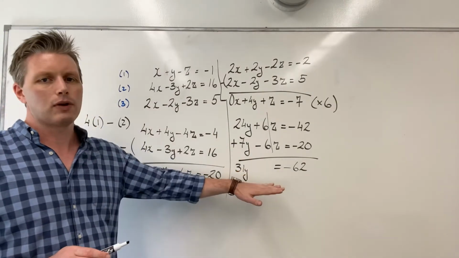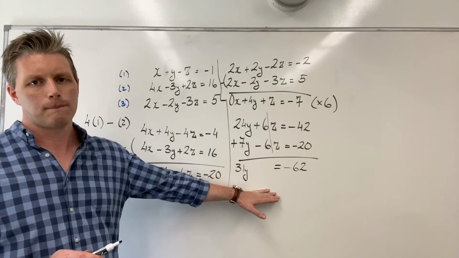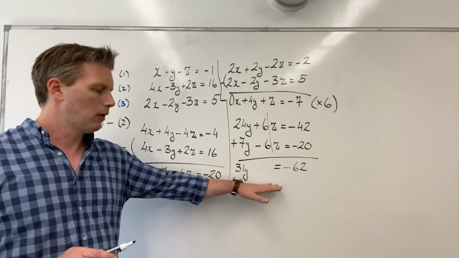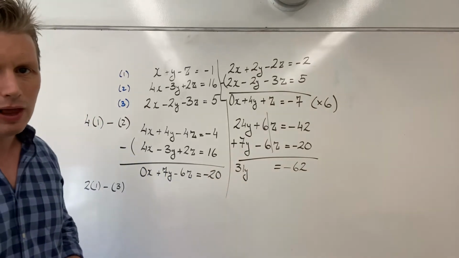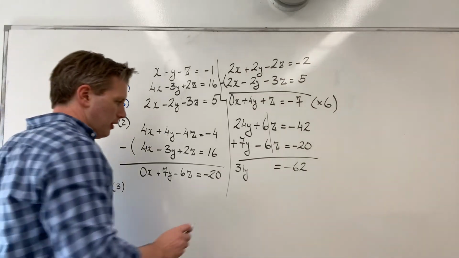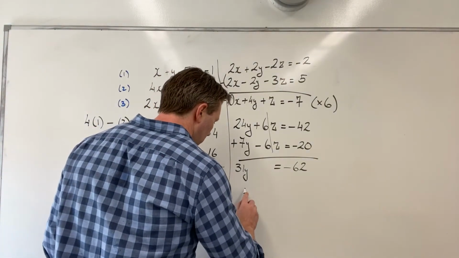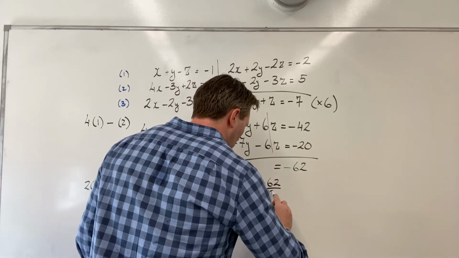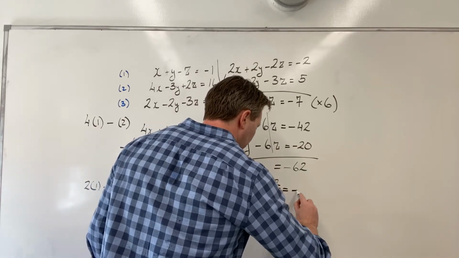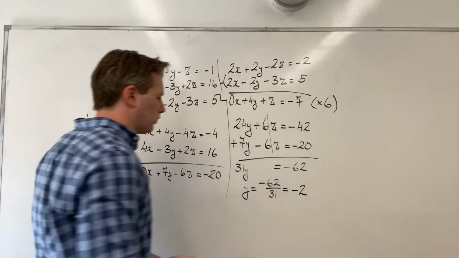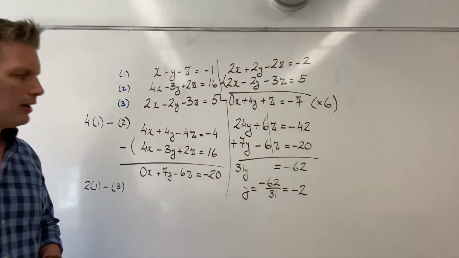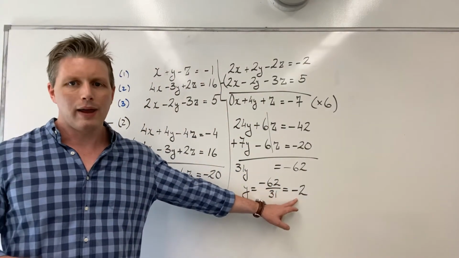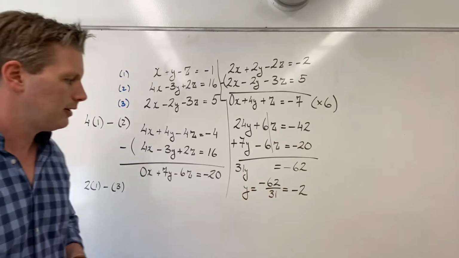What have I got? I have got one equation with one unknown. And so this is what I really want, because now I can solve for that unknown. And so therefore, if I divide both sides by 31, I get that y is negative 62 over 31, which is negative 2. Negative over a positive is, of course, a negative. And so I have worked out my y value. My y value is negative 2.